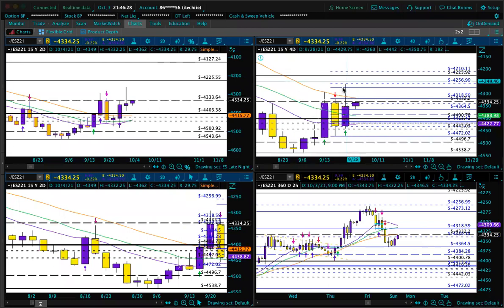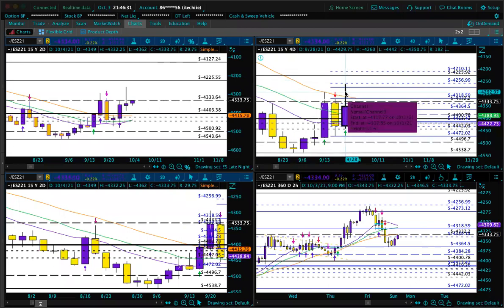We had a high of last week. What was that? Sorry, 4260. I forgot we're inverted. So you guys are looking at an inverted chart.